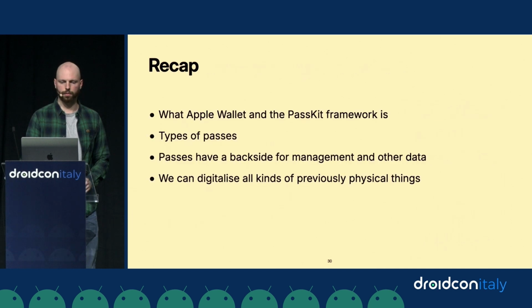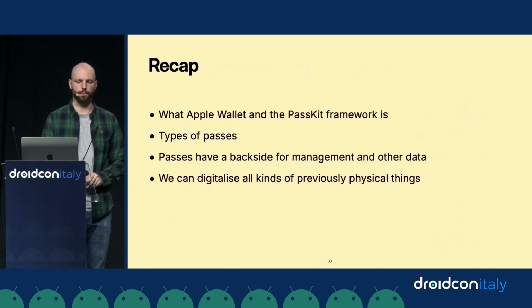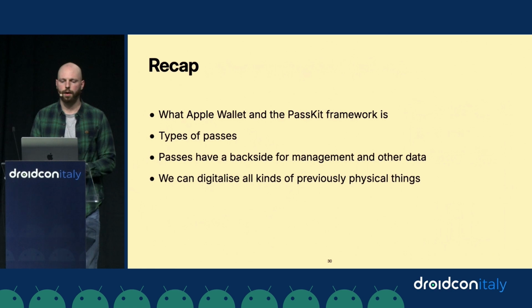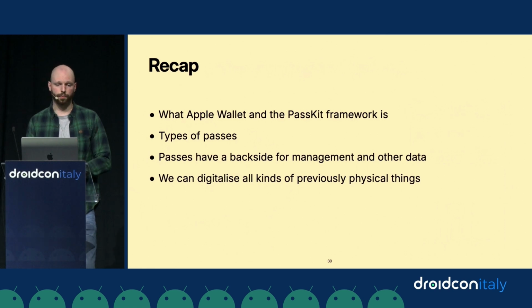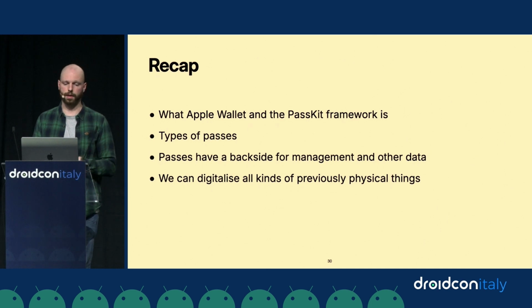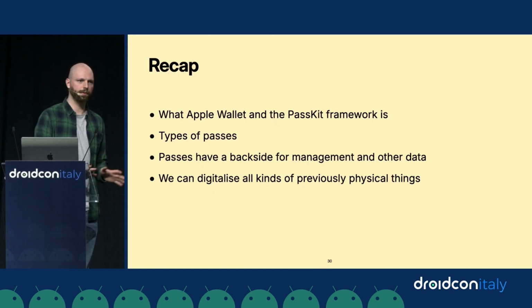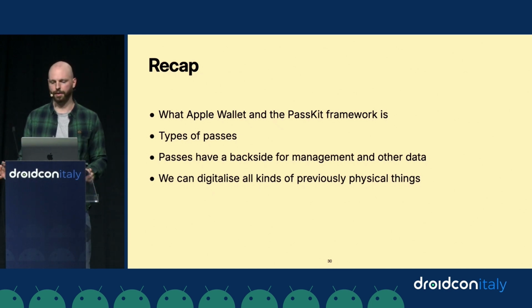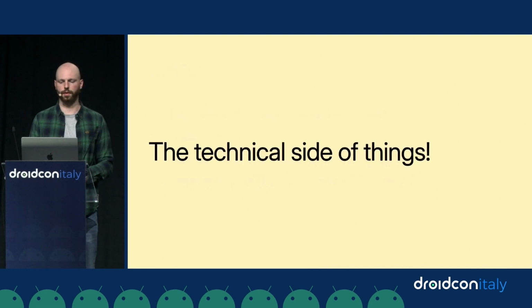Awesome. So, a brief recap of what we've learned so far. We took a brief look at Apple Wallet and what the PassKit framework is, the types of passes, that they have a backside for management and other data, and that we can digitalize all kinds of previously physical things. Okay, so that was the pretty pictures part, and now we're coming to the pretty code side of things, or the technical side of things.